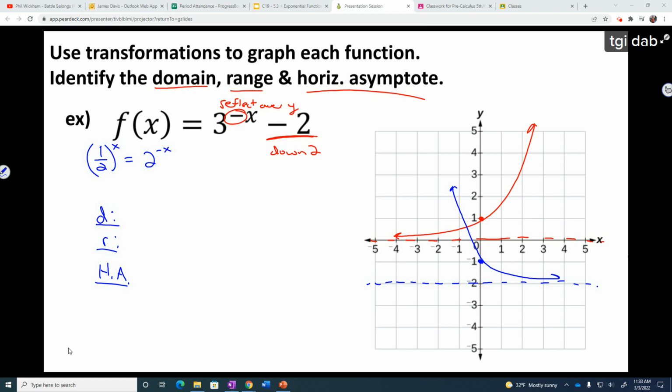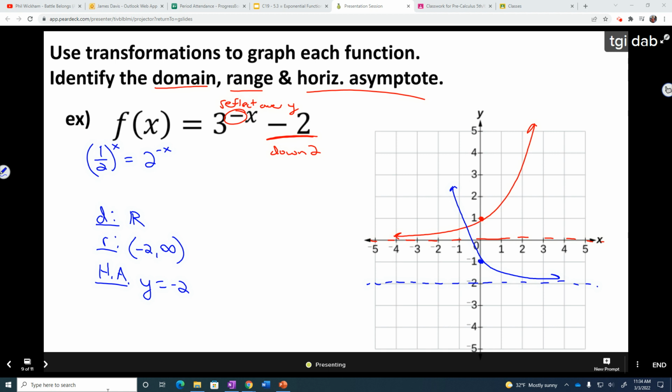The domain is going to be the same as always, all reals. Range now is -2 to infinity. -2 is our lowest spot. And then the horizontal asymptote at y equals -2. Just feel good about that? Good.